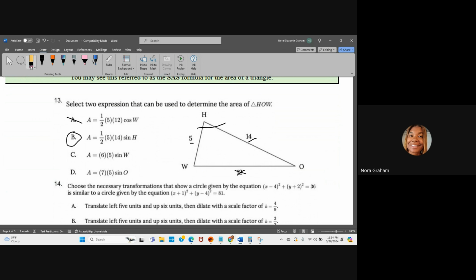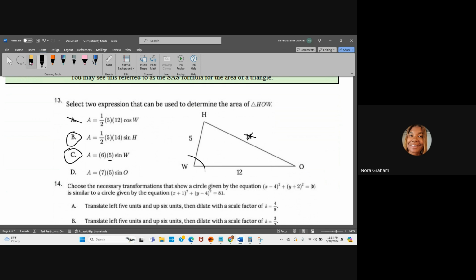All right. Let's look at what else they're throwing at us. This one is sine of W. That means I cannot use this 14. I have to multiply by 5 and 12. I have the 5 right there, but I'm missing the one half. Half of 12 is going to be 6, so that one looks good as well.